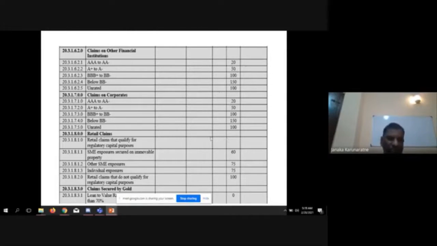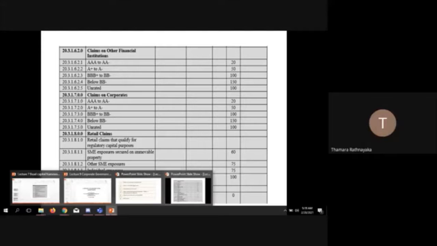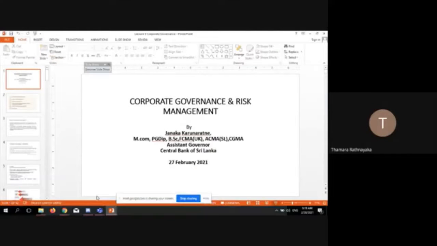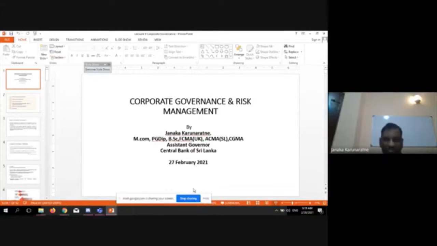So that's how these off-balance sheet exposures are computed. Okay. Does that answer your question? Yes, sir. Thank you, sir. Okay. Any more questions before we move on to the next session?